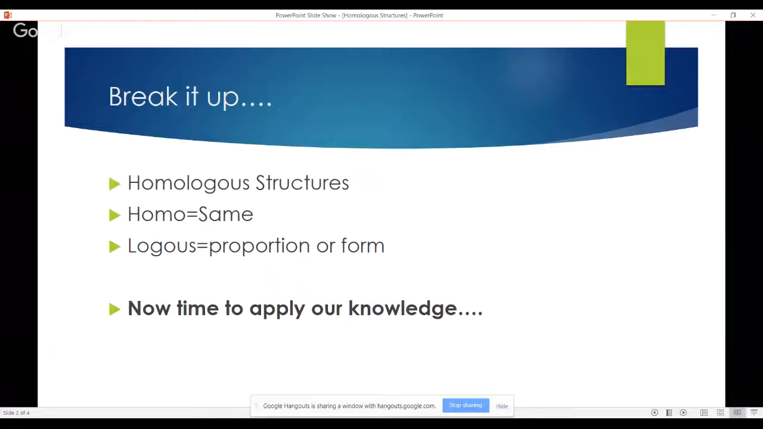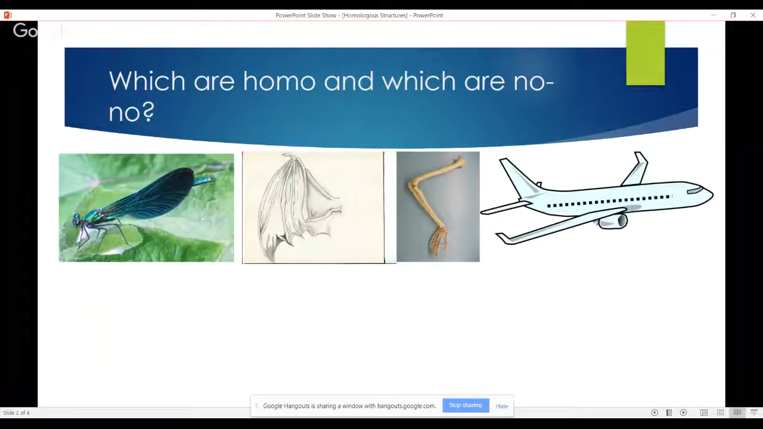So let's do a little quiz. I'm going to show you some pictures for a moment, and I want you to look at them and identify the ones that you think are homologous with each other, and then we'll talk about it. Here we are. Okay, so out of the 4 images, only 2 of them are homologous with each other. Let's go through each picture one by one.